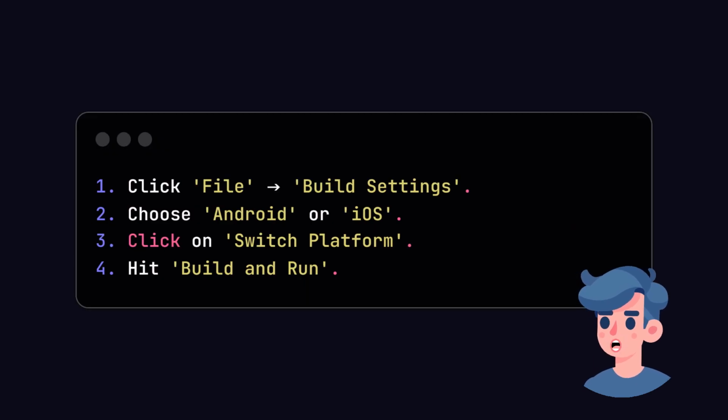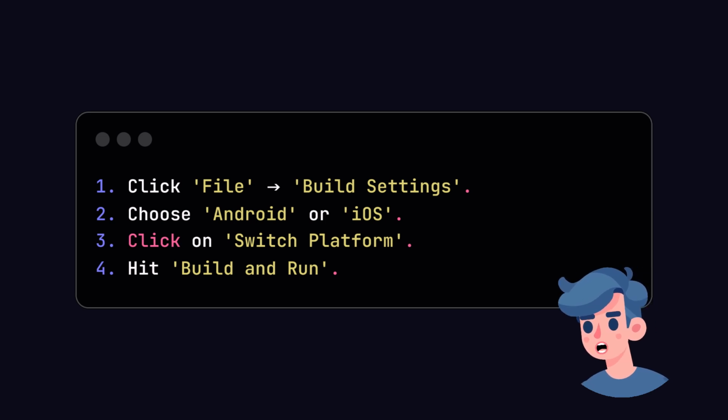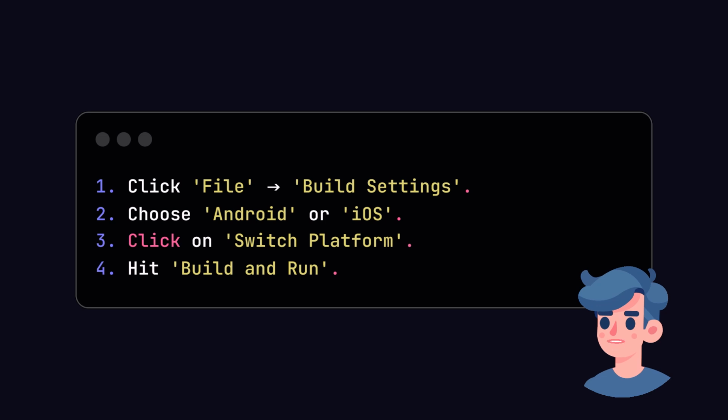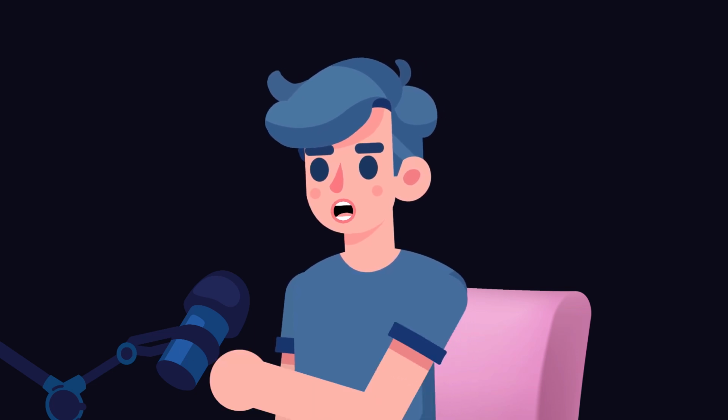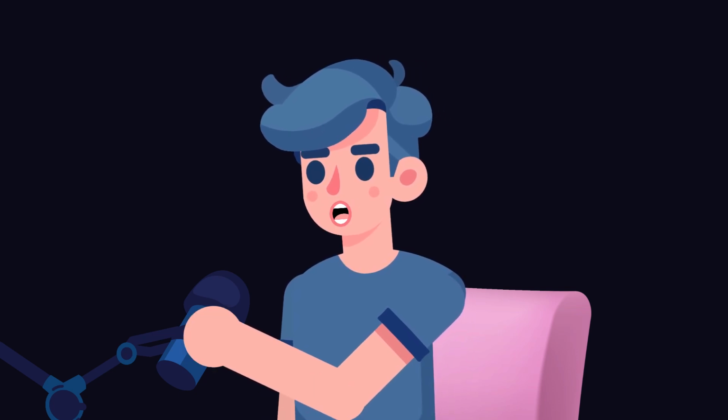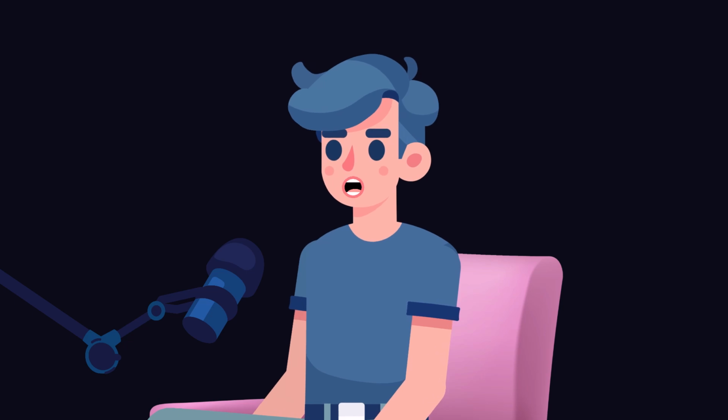Finally, let's build and run our AR application. Make sure your target device is connected to your computer. Go to File, Build Settings, select Android or iOS, and switch platform. Then hit Build and Run. Once the application is running on your device, point your camera at the image target you set up and watch as your 3D model appears overlaid on the real world. This is AR in action.